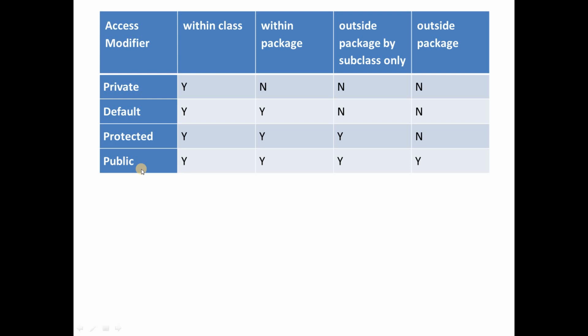For the default access modifier, only two fields are accessible, within the class and within the package, and private is within the class only. I hope you understand the chart also.